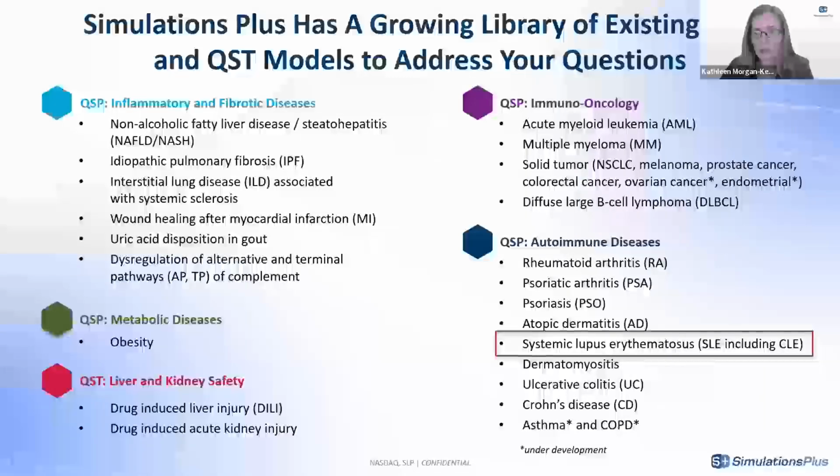Simulations Plus has a growing library of existing QSP and QST models as listed on this slide. We are in the process of developing models for ovarian and endometrial cancer, as well as models for asthma and COPD. Today's webinar will focus on systemic lupus erythematosus, including a subpopulation referred to as CLE.